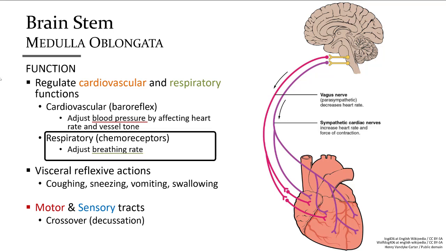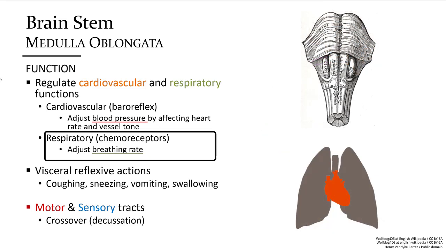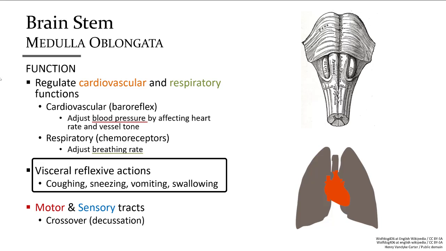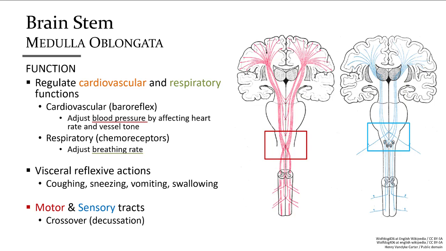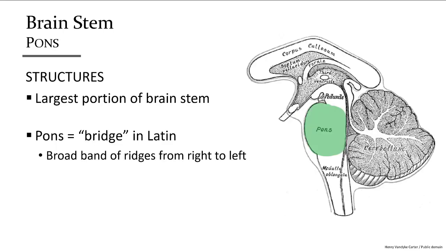Chemical sensors along the arterial wall, called chemoreceptors, monitor oxygen and carbon dioxide levels in the blood. If these levels are out of range, adjustments are made by stimulating the rate of respiration. Basic reflexes of the digestive and respiratory systems, such as coughing, sneezing, vomiting, and swallowing, also come from this region. Motor and sensory nerve tracts will cross over to the opposite side before continuing up to the brain or down to the body. Thus, one side of the brain controls the opposite side of the body, and one side of the brain receives stimuli from the opposite side of the body.